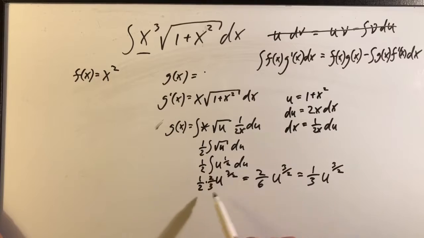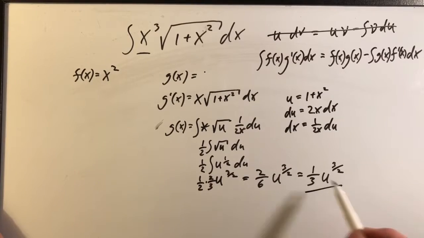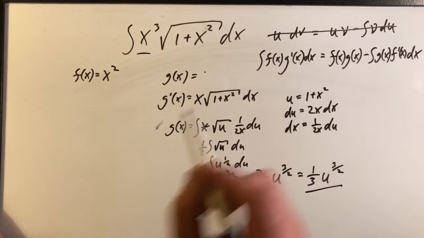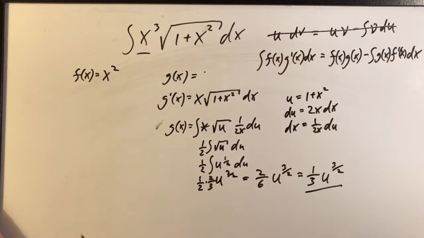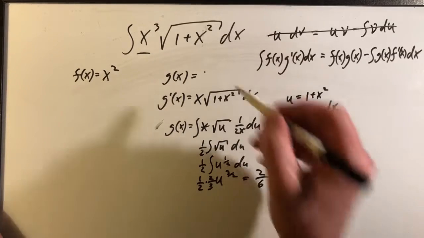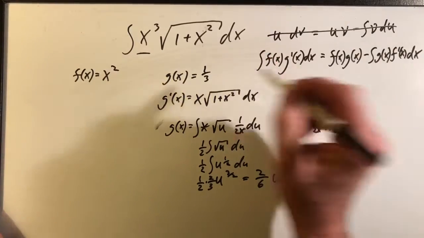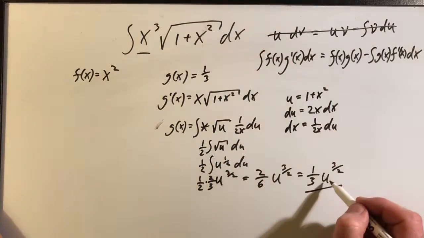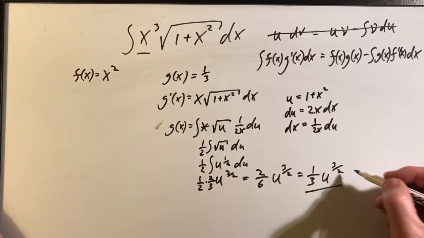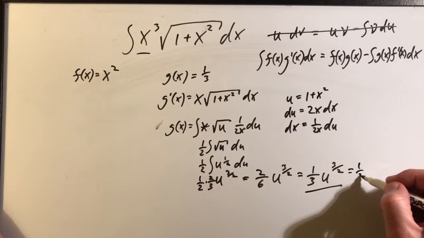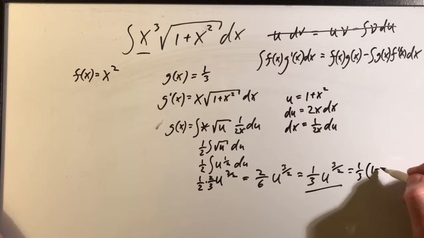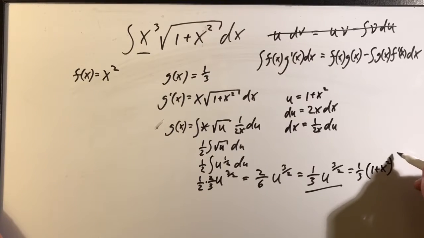Okay, you see that? So I'm going to take this, I'm going to put it up here just for bookkeeping, and then I'm going to erase this so I have some room to continue the problem. So 1 over 3, and this u, obviously I have to substitute back in. Should have done that down here. 1/3, 1 plus x squared to the 3/2.